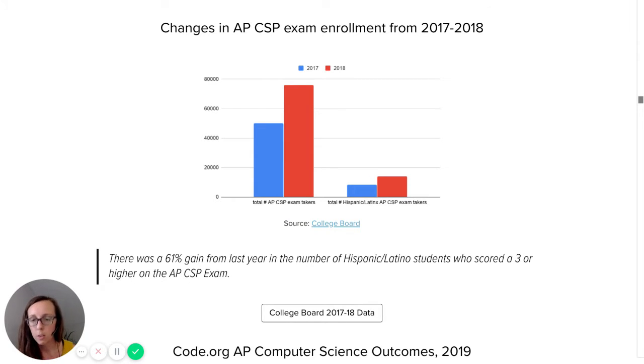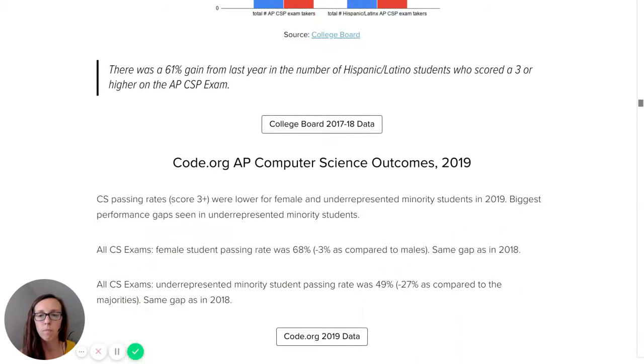College Board. Looking at the passage rates, there was a 61% gain in the number of Hispanic and Latinx students who scored a 3 or higher on the APCSP exam. Again, that's from 2017 and 2018. So good progress being made, but certainly still room to grow. It's just a little bit of further information to show where there's still gaps. The last data point there says that underrepresented minority students have been passing at a rate of 49% in terms of the AP exams, which is 27% lower than the majority students, so white students.